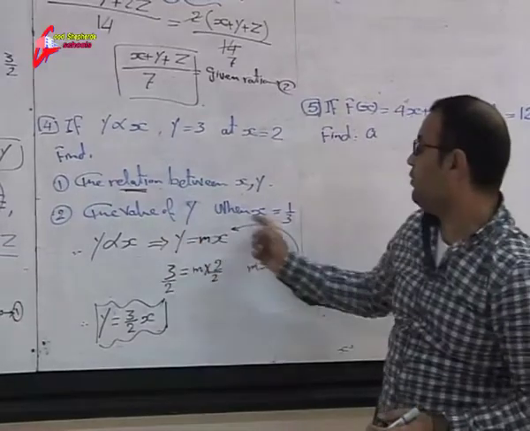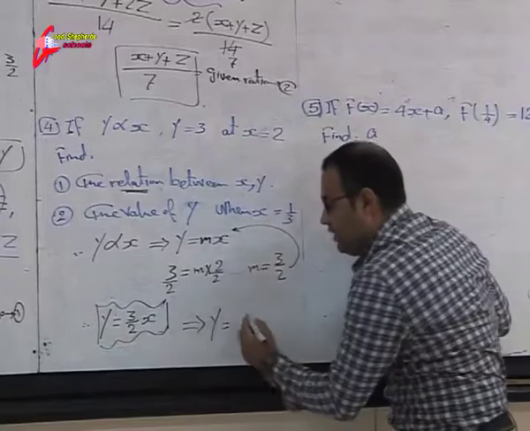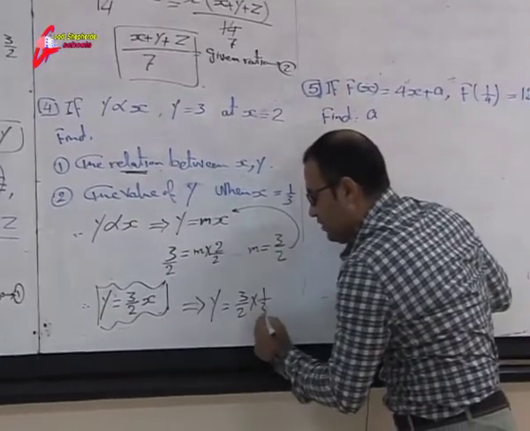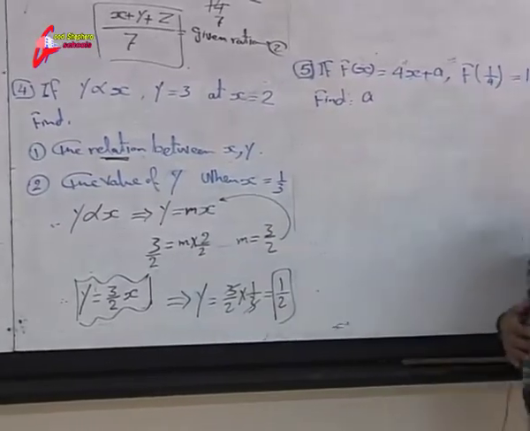He wants you to get the value of y when x is a third. So y equals 3 over 2 times a third. Complete the operation: 3 with 3, and the answer is going to be a half. This is the value of y.